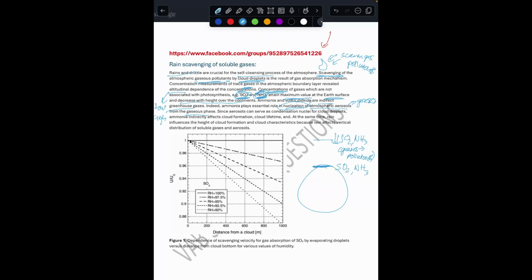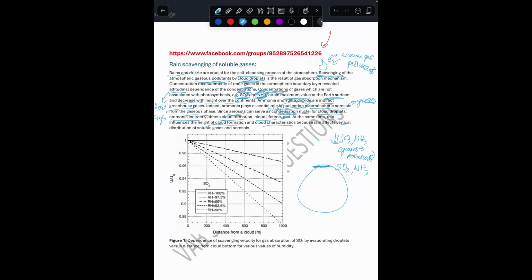So since aerosols can serve as condensation nuclei. So that's where condensation, if you remember, is when you have a gas going to a liquid. So aerosols can serve as condensation nuclei for cloud droplets. So they help the clouds to form basically, because the aerosols or the gases are helping the gas become a liquid, or the cloud gas become a cloud liquid. So ammonia indirectly affects cloud formation, cloud lifetime. And at the same time, rain influences the height of cloud formation. Rain influences the height of cloud formation, cloud characteristics, because rain affects the vertical distribution of gases and aerosols.